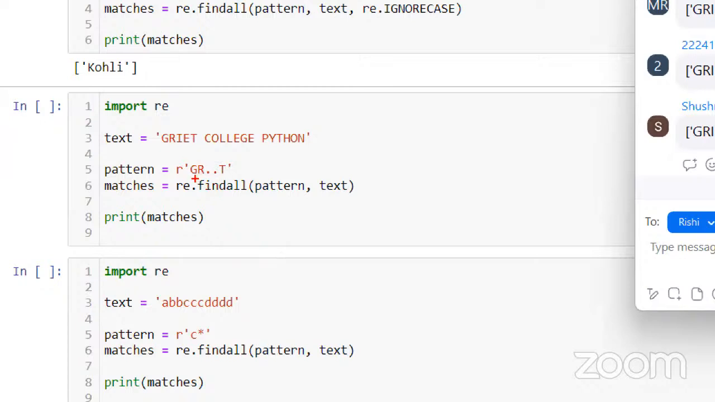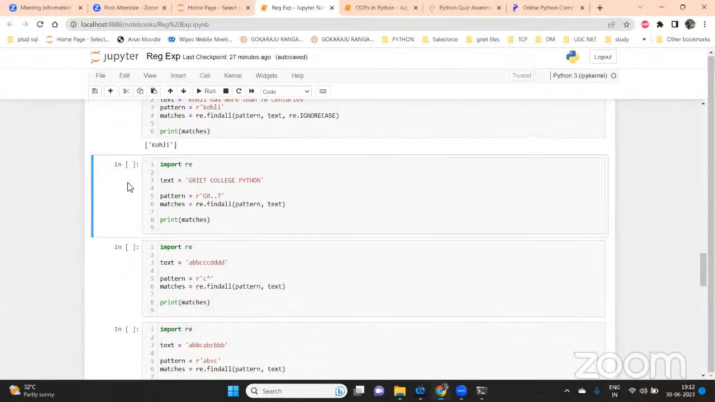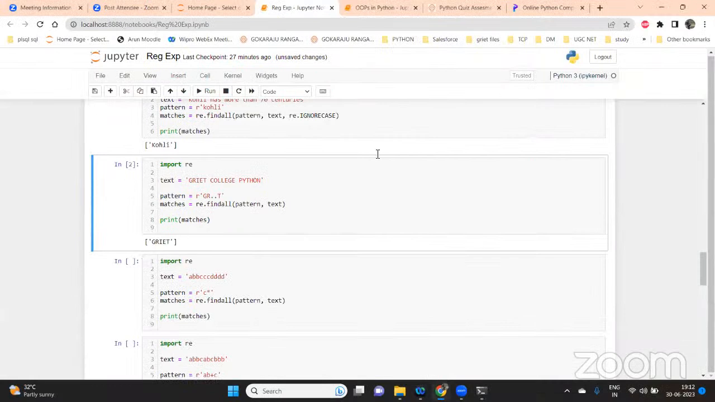So what do two dots signify? Like any character can be in place of those dots. So the match is found where GRIET is there in that text. Yeah, it can be GRIET. Just now we saw, right? Dot means what? Any character except newline, correct? Any character except newline. So the answer is correct.